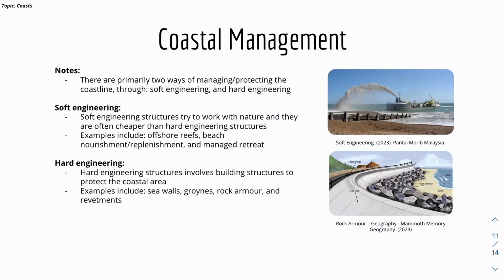Then here we have coastal management. So there are basically two ways of managing or protecting the coastline, and that is through soft engineering and through hard engineering. So soft engineering structures try to work with nature, as the name suggests. It's a soft approach to coastal management, and they are often cheaper than hard engineering structures. And examples of this include offshore reefs, beach nourishment or beach replenishment, which means to replenish the beach, and managed retreat.